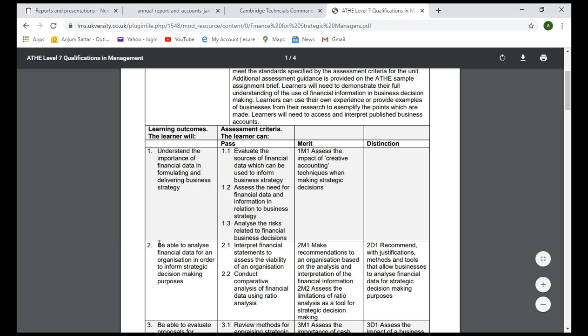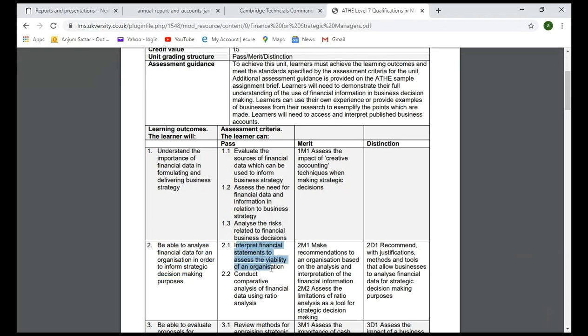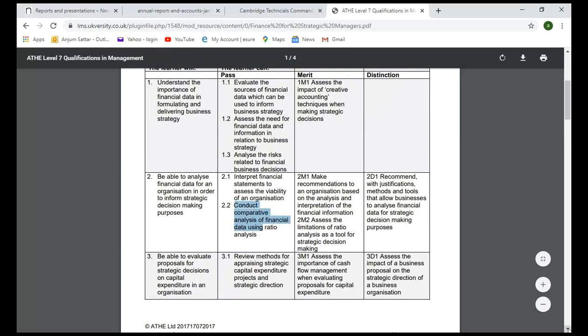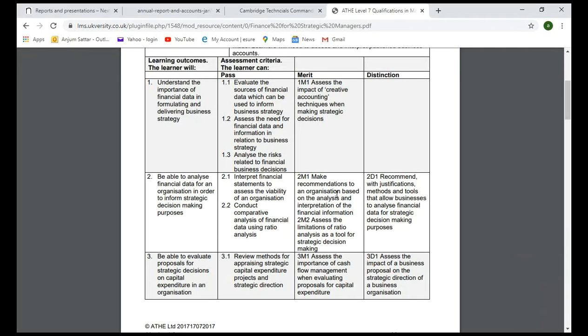In today's lesson we'll go through our LO2, being able to analyze the financial data: how we can analyze it, how we can interpret it, and how we use it for decision-making. Comparative analysis means we can compare two years, or compare two companies in the industry, which we'll go through. Then we have two merit criteria, M1 and M2. We make recommendations based on the analysis.